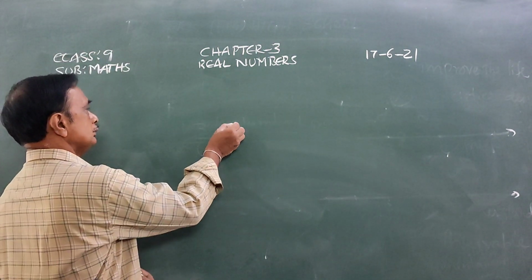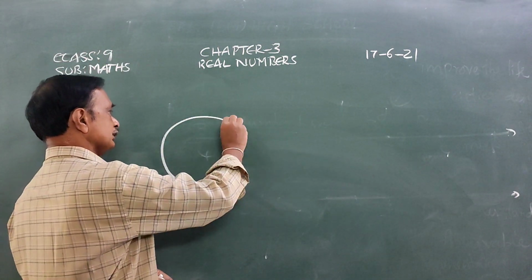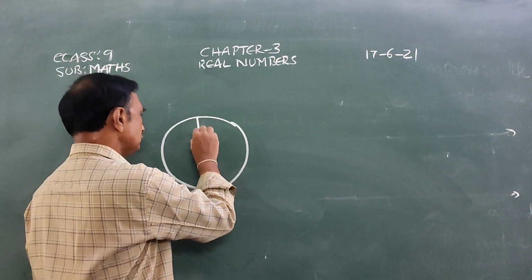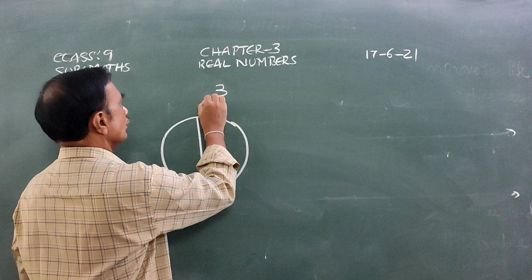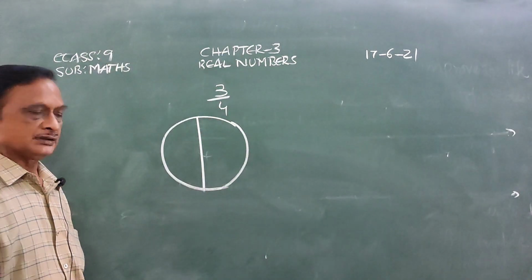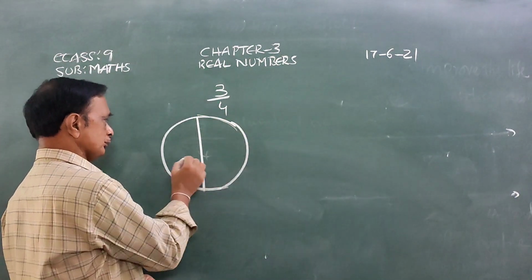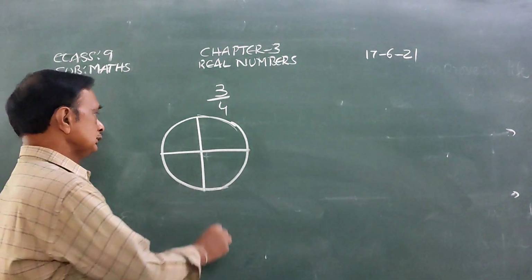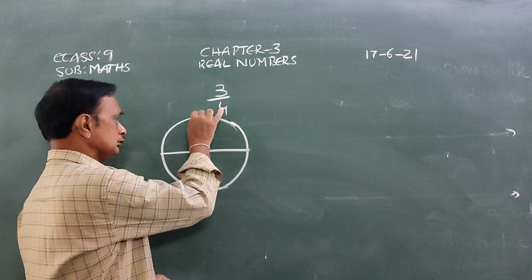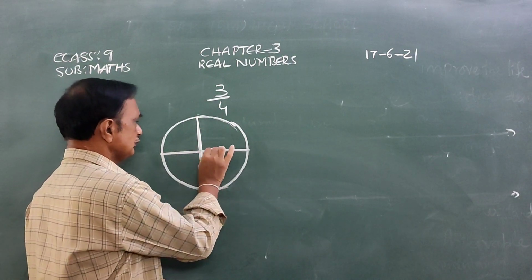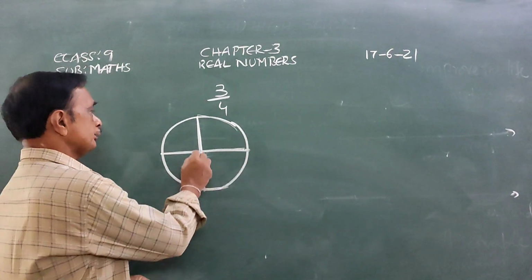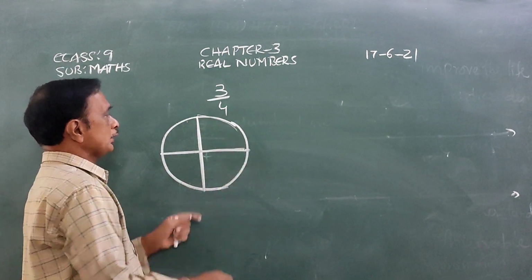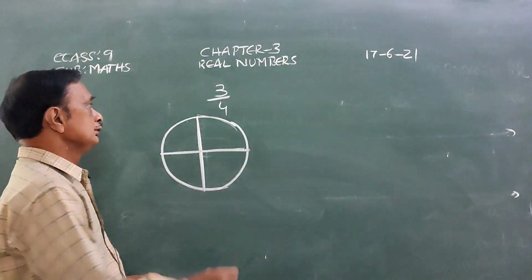So draw a circle to represent 3 by 4 pictorially, diagrammatically. Draw a circle with some radius and divide it into 4 equal parts. So this one will be the center. Draw 2 diameters such that they are perpendicular to each other. So now this circular part is divided into 4 equal parts.